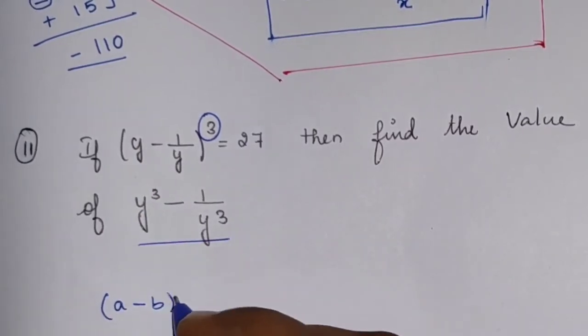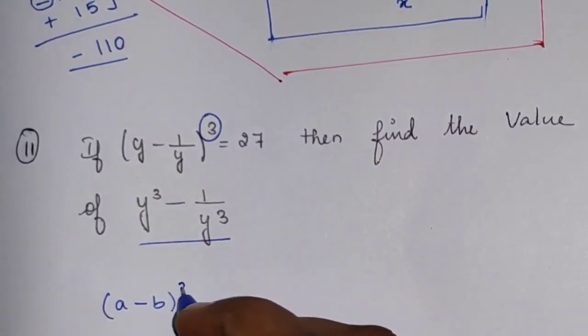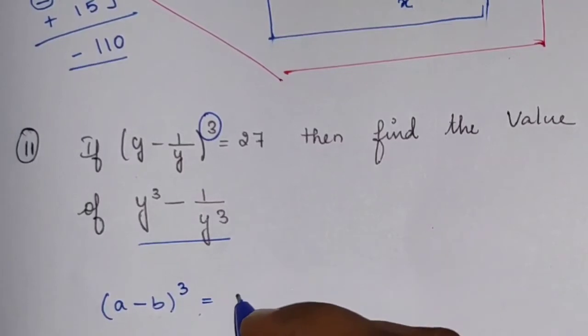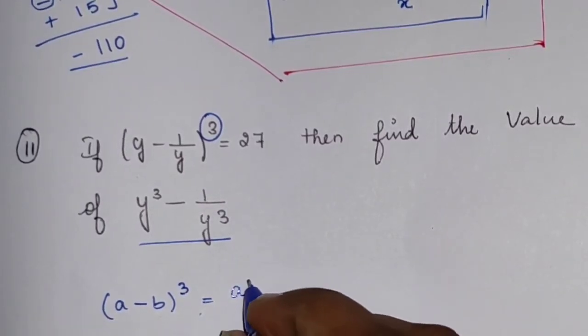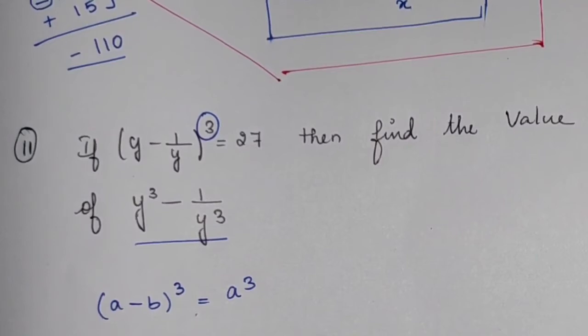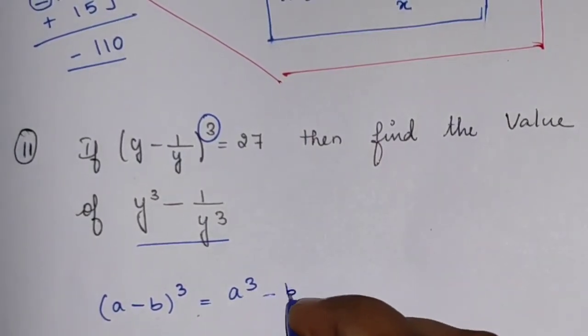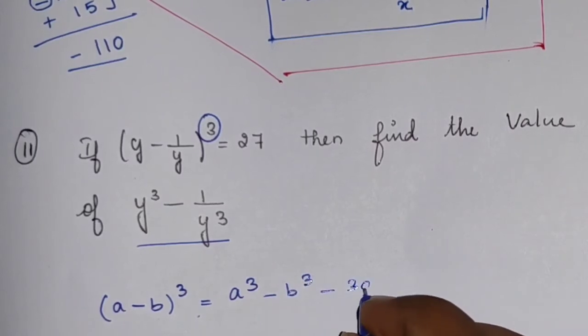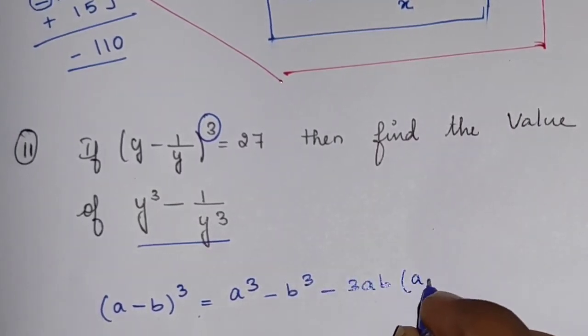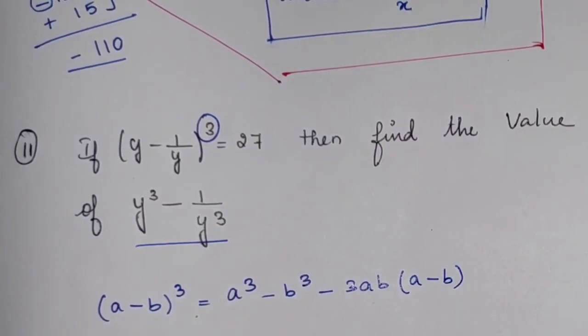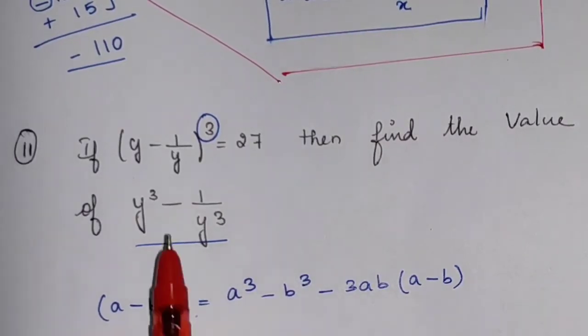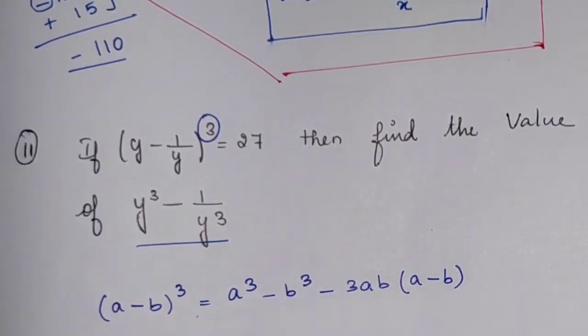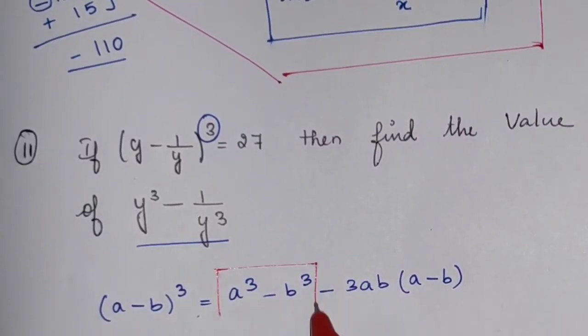A minus b the whole cube is equal to a cube minus b cube minus 3ab into a minus b. Okay, but we are asked to find y cube minus 1 by y cube, that is, we need this part alone.